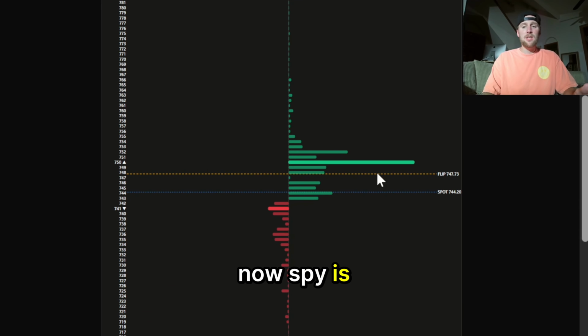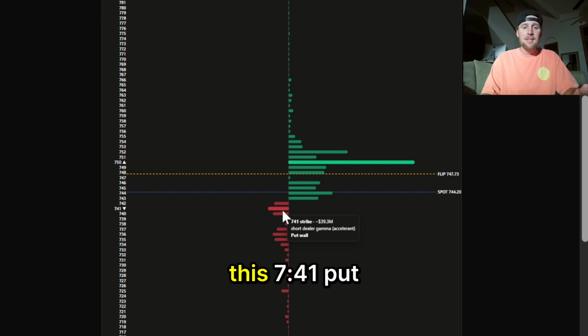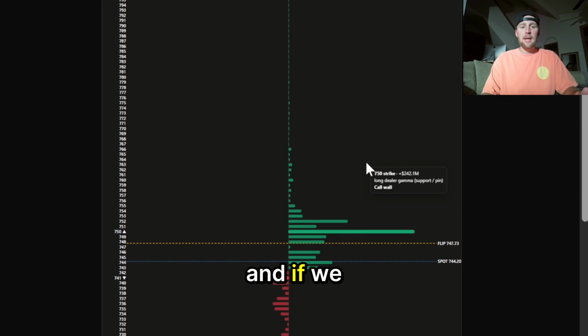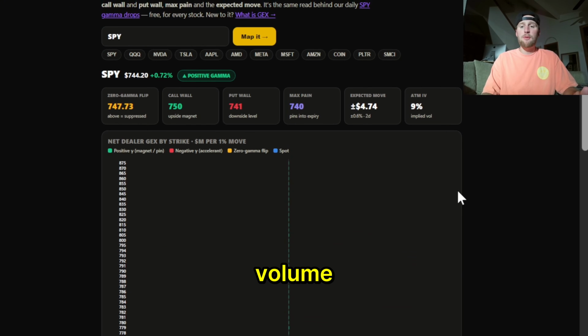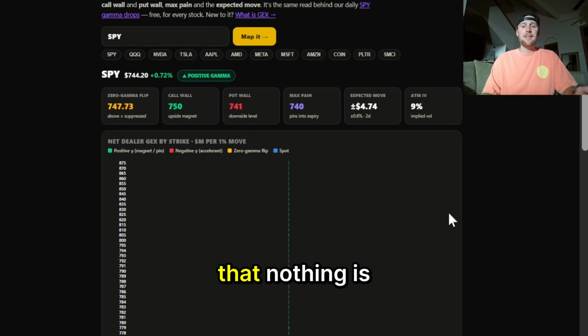Now, SPY is pretty much asleep. It's in positive gamma. Spot is around 744. It's boxed between this 741 put wall right here and this 750 call wall. Okay, and if we check the implied volatility, that is 9%. So that's the market basically saying that nothing is happening today.